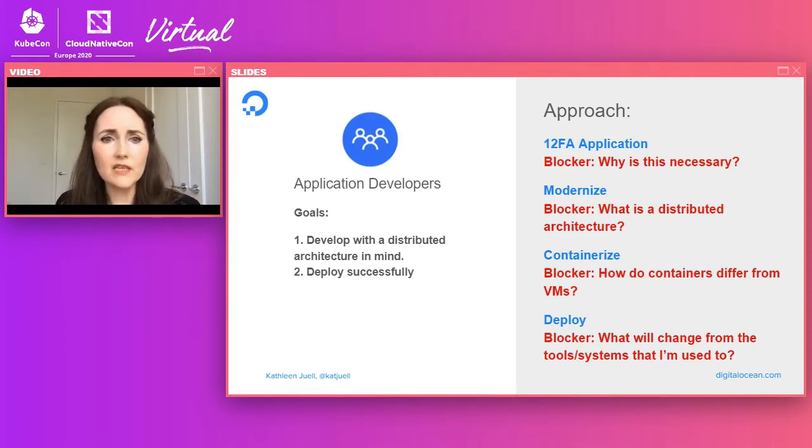So one blocker could be something like, well, why is this necessary? Why are we doing this now? What are the foundational components of a distributed architecture? What does that really mean? How do containers differ from VMs? What does that mean for me? And then finally, what are the differences in the tools and systems that I'm used to? Am I going to have access to those things? Is using them going to be different? And so on.